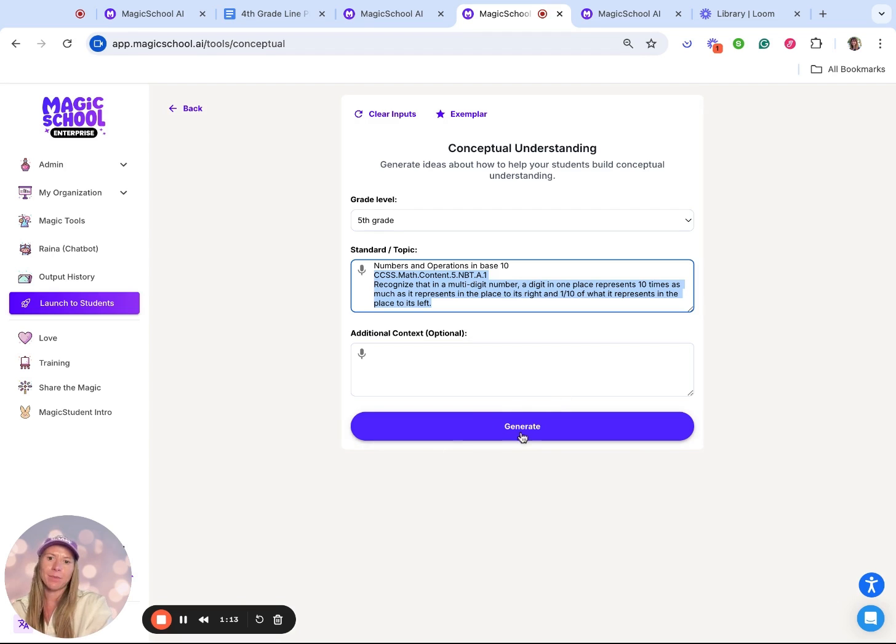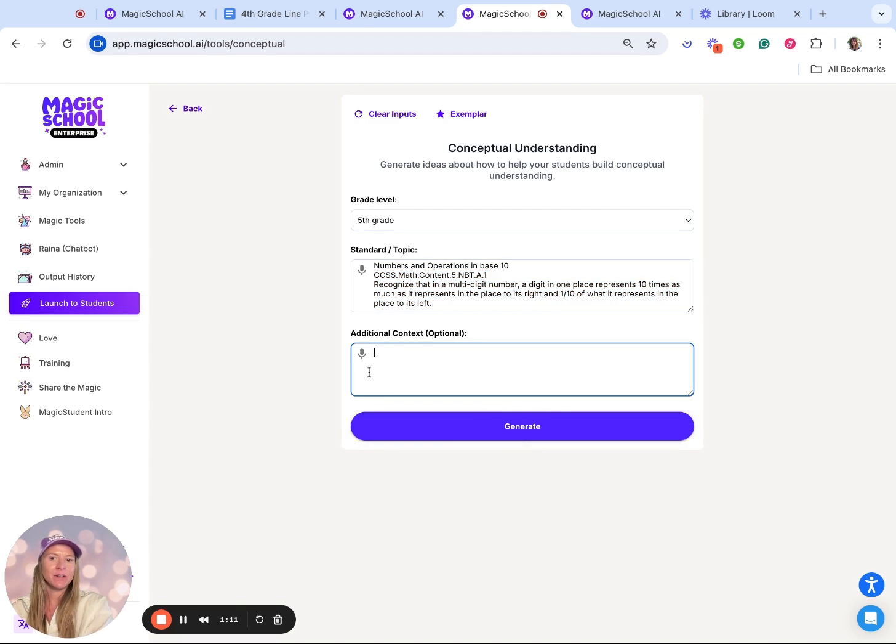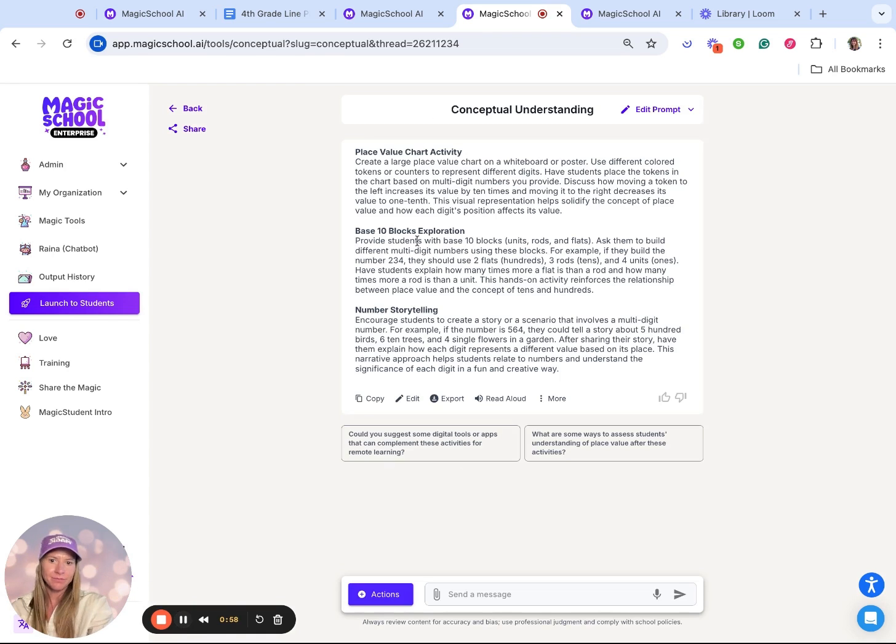Then I'm going to go ahead and press generate. If you wanted to include additional context, such as some of your students struggle with a particular skill, the more you provide, the more specific the output is going to be. I'm given three separate activities that I can use with my fifth graders for conceptual understanding.